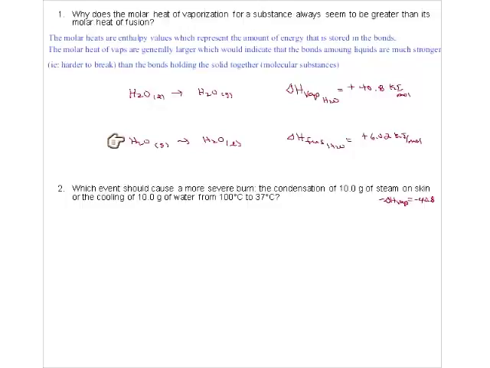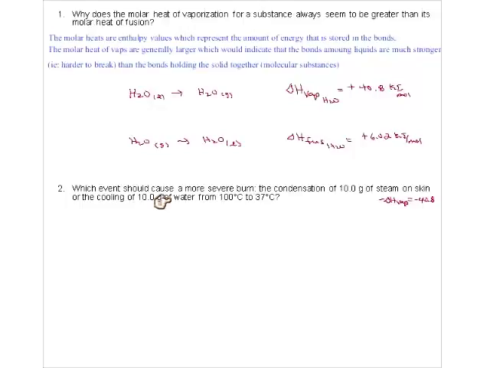Okay, number 2 here. Which event should cause a more severe burn? Condensation of 10 grams of steam on your skin, or the cooling of 10 grams of water from 100 to 37. Now 37 is body temperature. 100 degrees Celsius is the temperature that the water is boiling at. So this is the old trick that people do. They sometimes, magicians like to do this.